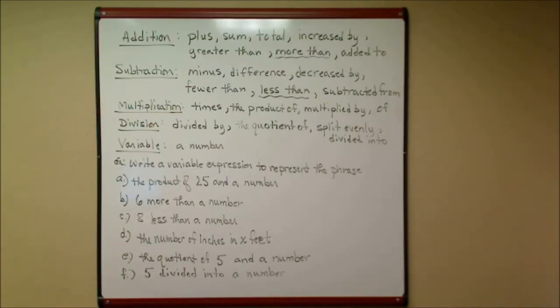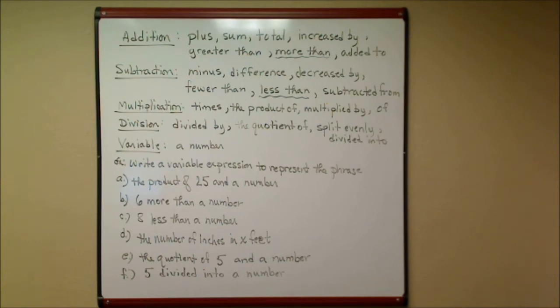One of the uses of a variable is that we can use it to create verbal models that represent real-life types of applications. Now, we're going to have to be able to translate words into algebraic symbols and vice versa. So we're going to start off by translating words into symbols, and to do that, we need to know some of the key expressions and what they represent.